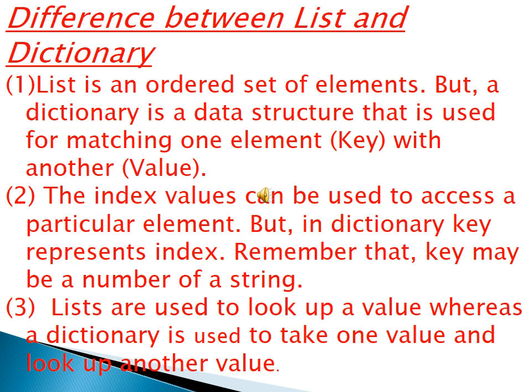Lists are used to store a sequence of values, whereas a dictionary maps one value to another value. Okay, this is the difference between list and dictionary. We already discussed it briefly. A list is an ordered set of elements. A dictionary is a data structure used for matching one element with another.